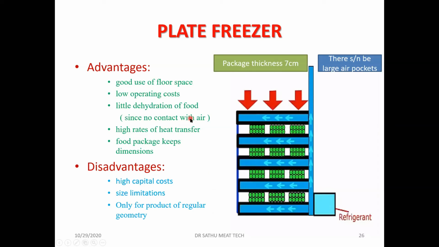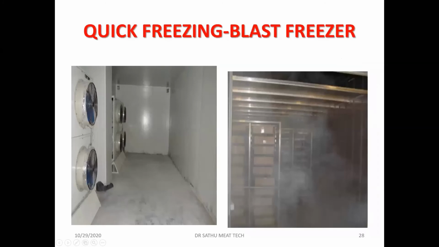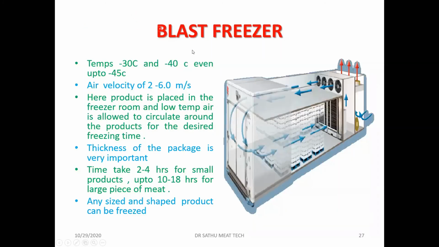Now coming to the blast freezers. Again, it's a quick method of freezing. Here the cold air is blown. The crates are kept, and the cold air is blown. Here the temperature is minus 30 to minus 40 degrees centigrade, even going up to minus 45 degrees centigrade. Normally we follow a temperature of minus 30 to minus 40 in the blast freezers.